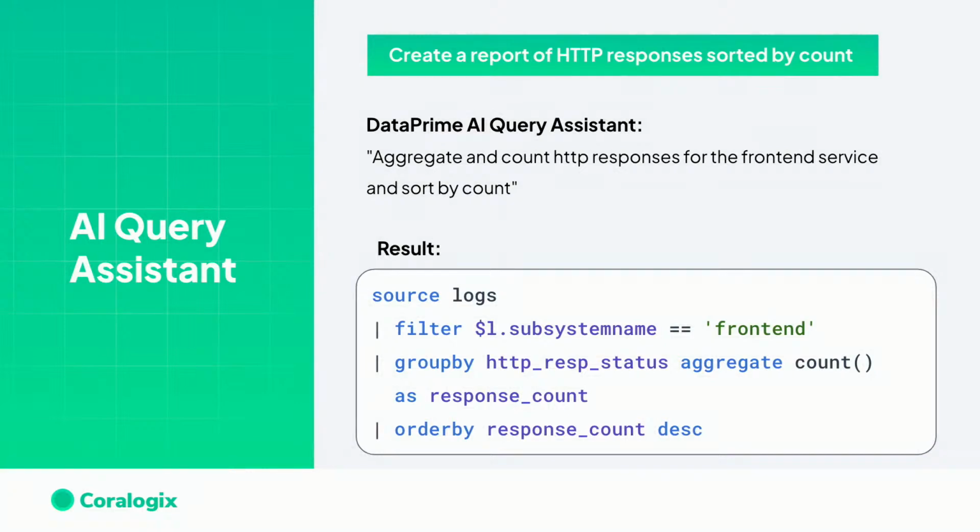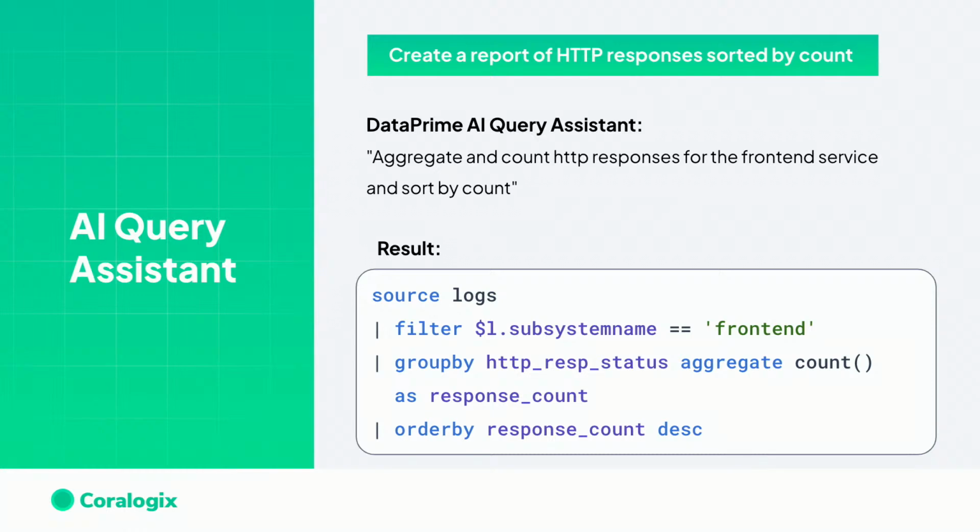Another example for the AI. So this was the task: create a report of HTTP responses sorted by count. And then what we asked the AI query assistant was: aggregate and count HTTP responses for the front-end service and sort by count. And this is the query we got.